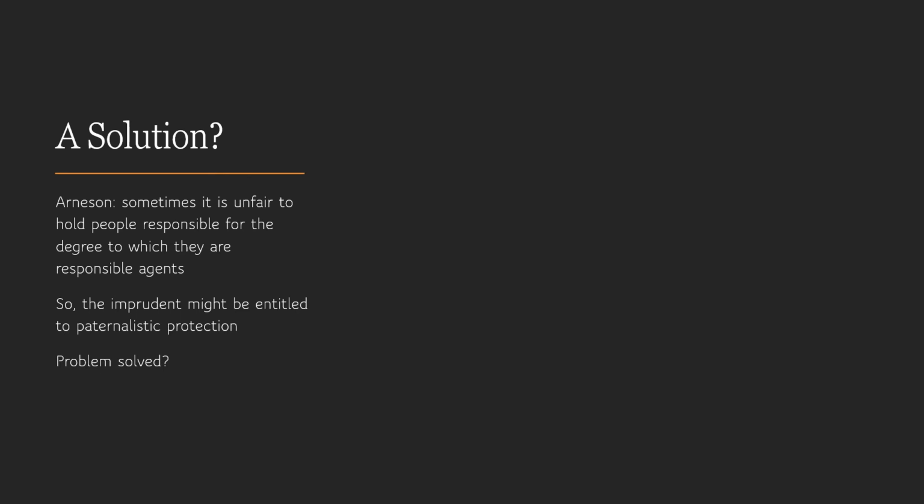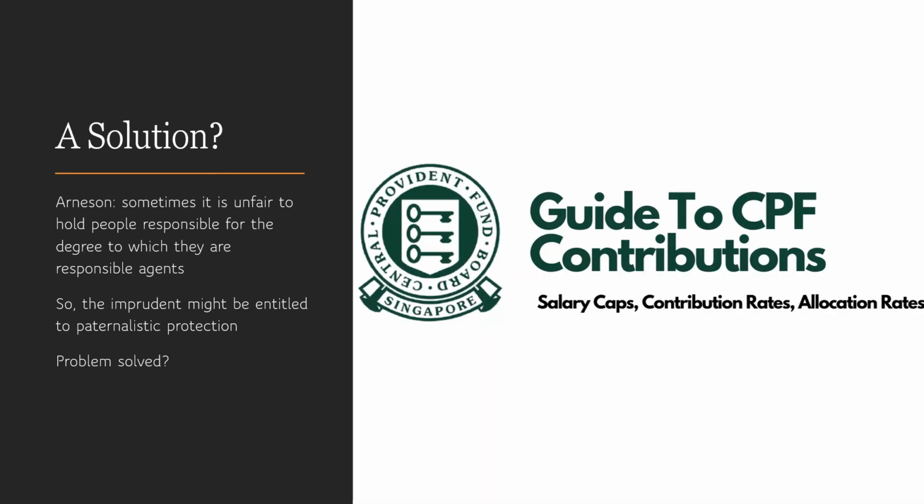Is the problem solved? Here's one way of thinking about it: CPF. It's a way of providing mandatory insurance as a safeguard, to ensure that people make some kind of minimum savings, and that they have a certain degree of social insurance to protect them. And we will see why Anderson thinks that this might not necessarily be the best solution in the next video.